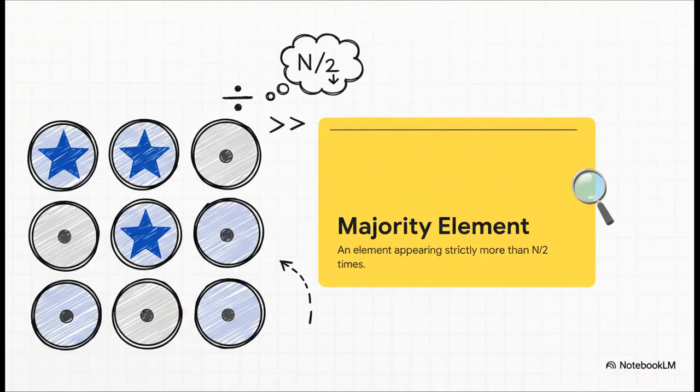So, what are we actually looking for here? Well, imagine you've got an array of integers, and let's say it's size n. Your mission is to find the element that appears strictly more than n divided by 2 times. To put that into perspective, if your array has 7 items, taking the floor of n over 2 means your target number needs to show up 4 or more times.